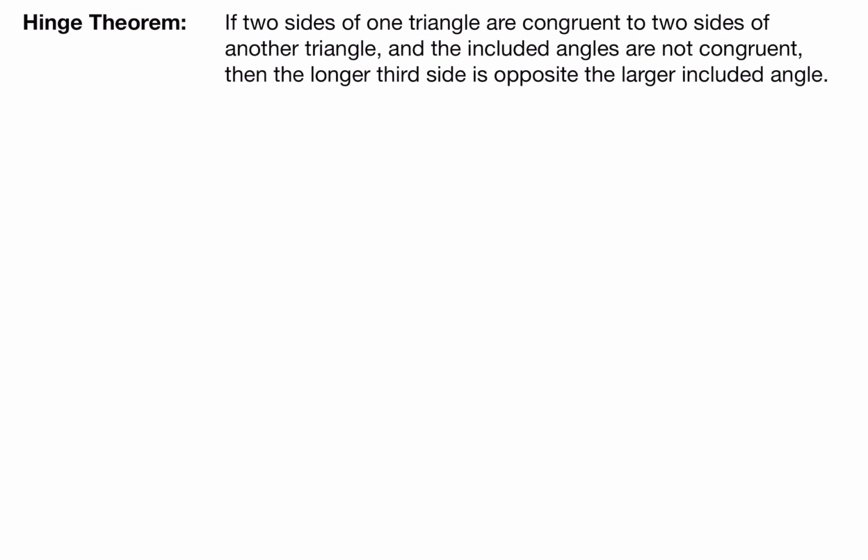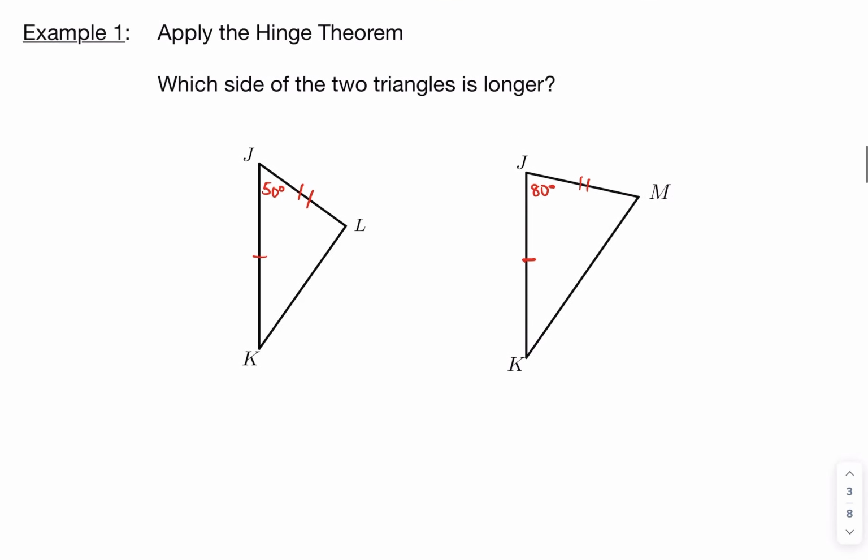The hinge theorem is telling us that if you have two sides of one triangle that are exactly the same as the two sides of a second triangle, and the angle opposite the third side is larger, then that means that third side is also longer. Okay? So let's take a look at an example so that we can further understand this hinge theorem.